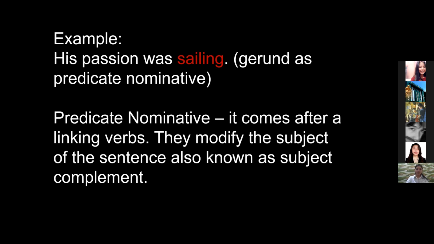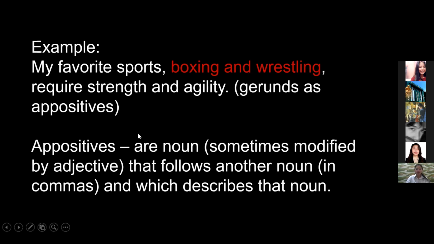Yes po. Next slide. So next example, my favorite sports, boxing and wrestling, require strength and agility. Here, based on the previous examples, what did you notice most in this example? There are two gerunds. Gerunds. And what else? If you notice, they are enclosed in two commas. Tama. That is how we see if the gerund is functioning as an appositive, because an appositive is usually enclosed by two commas. And it usually comes before the verb. What is the verb in our sentence?